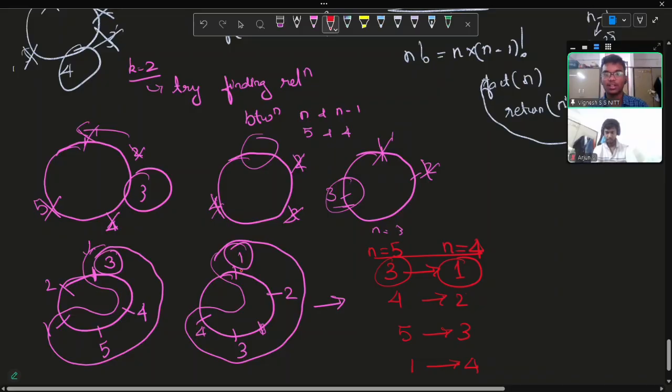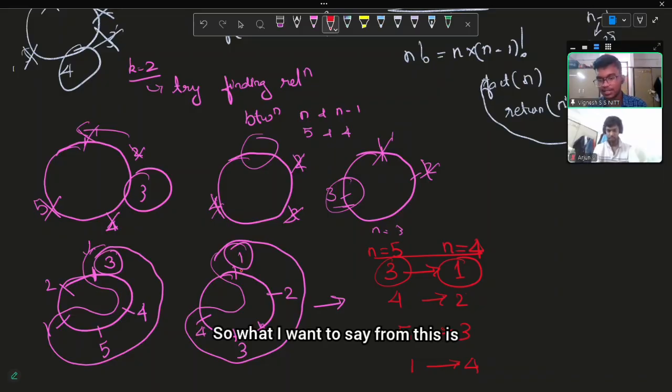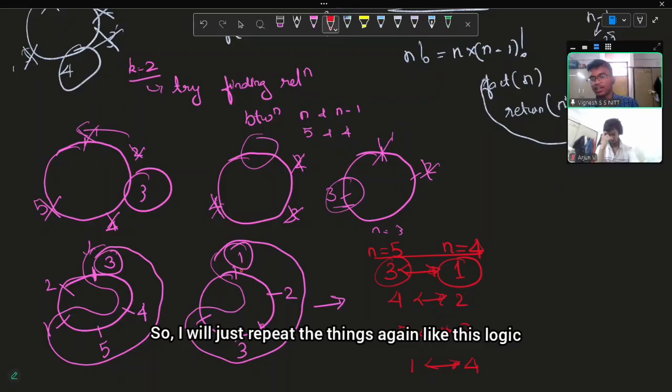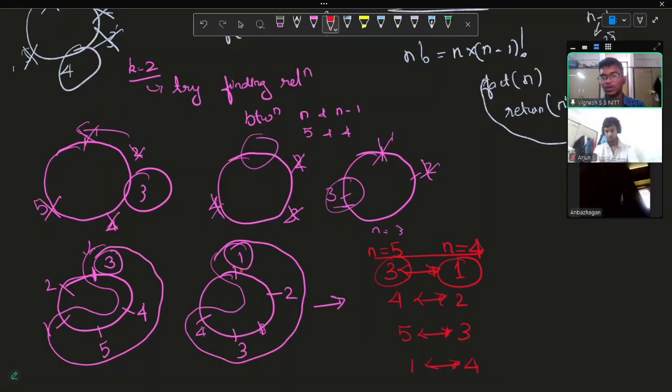Okay, so what I want to say from this is, there is some pattern in this. So if you look lower on, like from 4 we can find 5. You can just make this arrow reverse as well. So from 4 you can find 5. So if you just add plus 2, from 4 you can find 5, and from 5 you can find 6, and from 6 you can find 7. So I'll just repeat the things again. Like this logic we want to figure out.